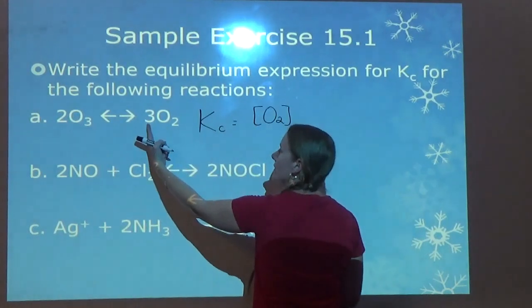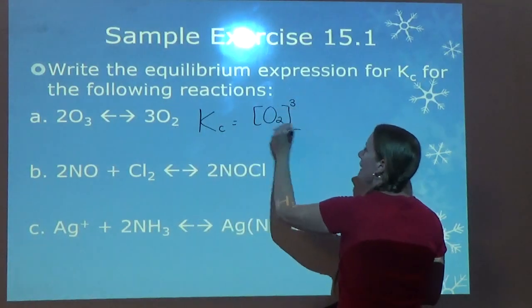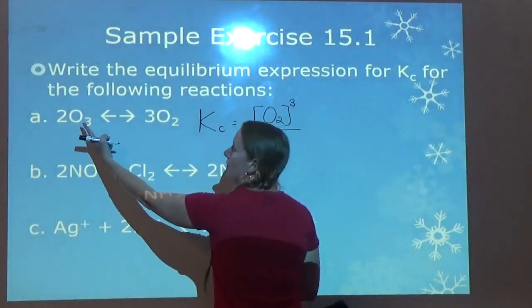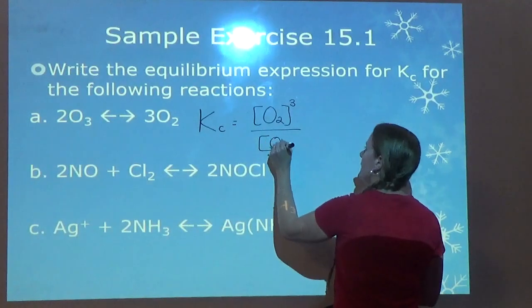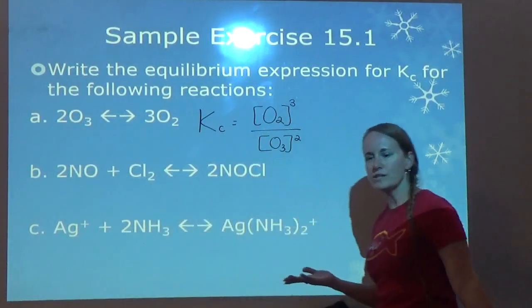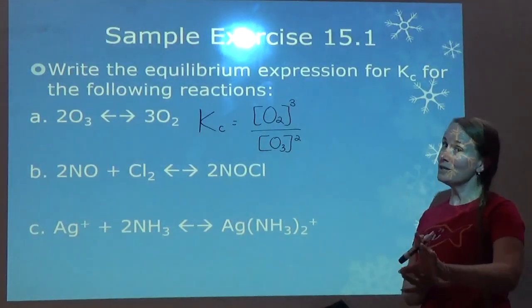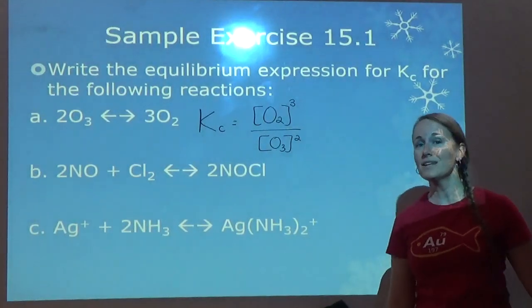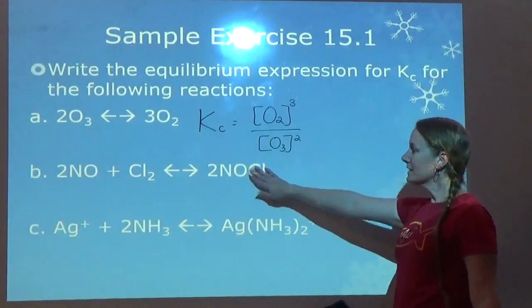But because it has a 3 as a coefficient, I'm going to do it to the power of 3. And then I do over my reactants, which is O3 to the power of 2, just like that. That's all you have to do for these. So super easy. Again, we're starting out super easy. I don't want to scare you about equilibrium on the very first video. All right, so let's look at this one.